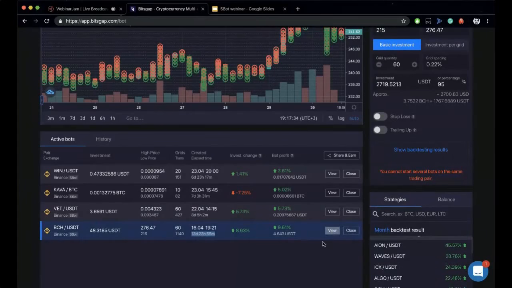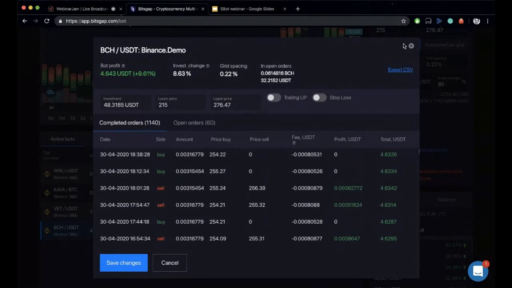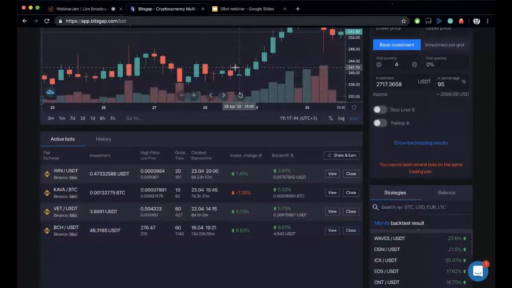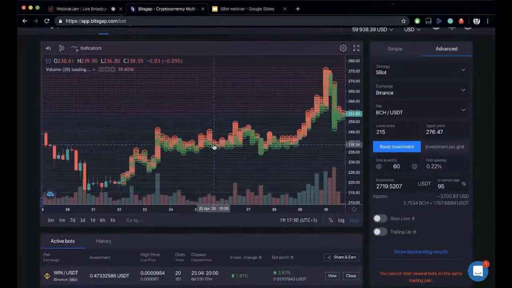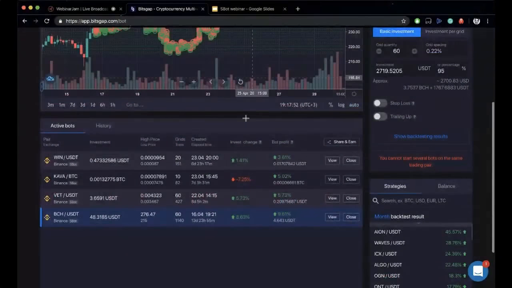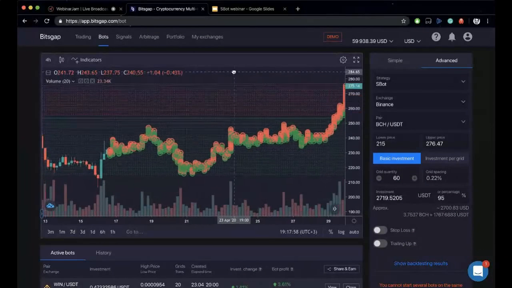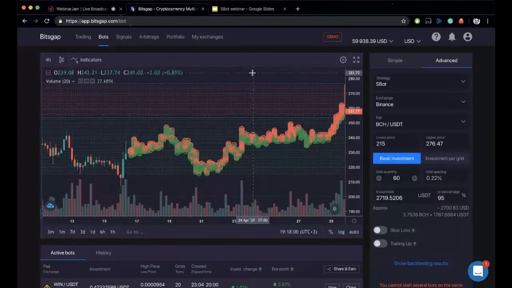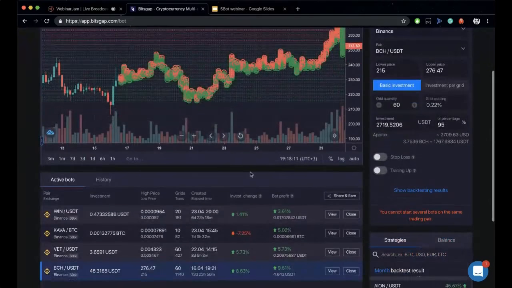And if you click on view, you can see all of these completed orders. You can also see them on the chart. So when you click on your active trade, that's what you're going to see. Sometimes there are so many trades that it can be a little bit laggy for a couple of seconds, but it's all right. Clearly there were so many trades that manually you wouldn't be able to execute as many trades as the Autobot. We will come back to the investment change a little bit later.